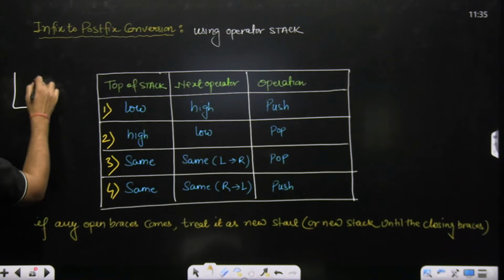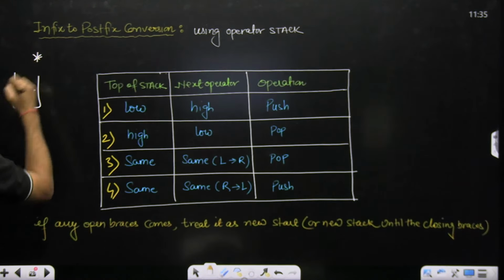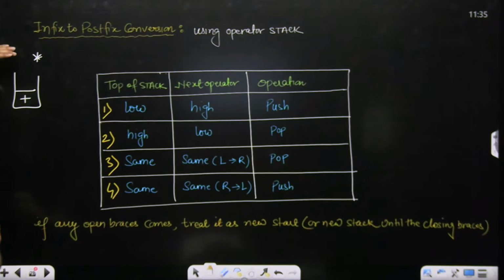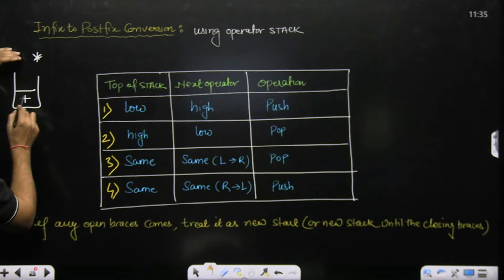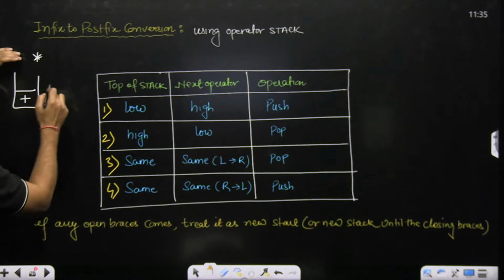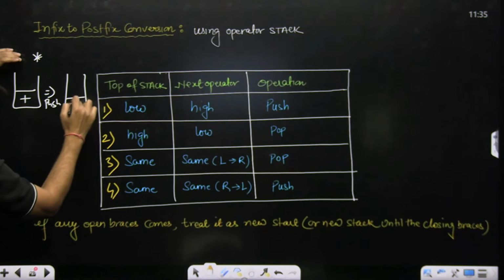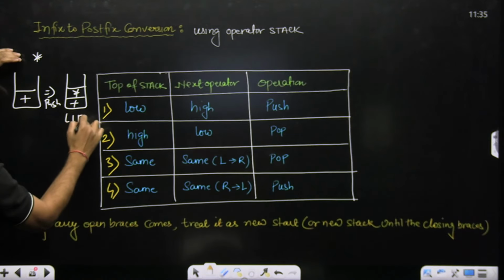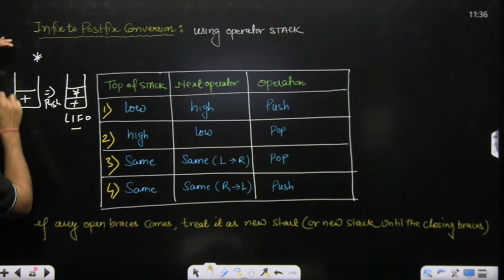So top of stack, if top of stack contains plus and next operator higher precedence operator star encounter, then what will happen? Sir, you have to push because star has higher precedence as compared to plus. If you push this, student, then no problem. Sir, if you push this, then stack is last in first out. First evaluate what, sir? Higher precedence operator. So in this case you can push. Sir, this is the first case, right?